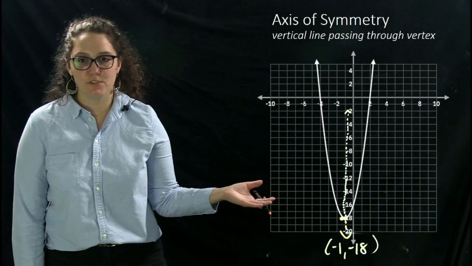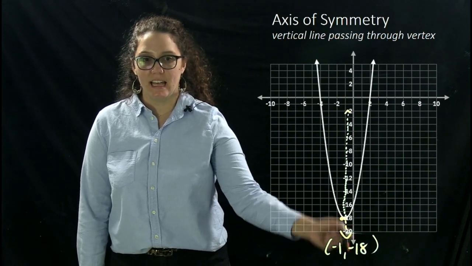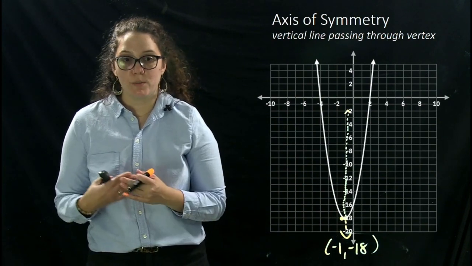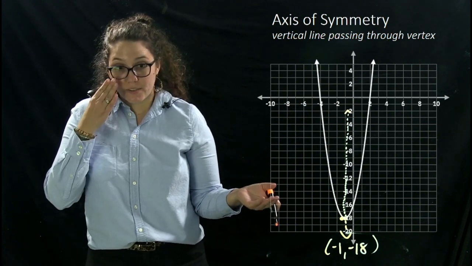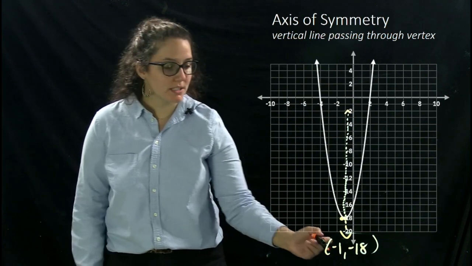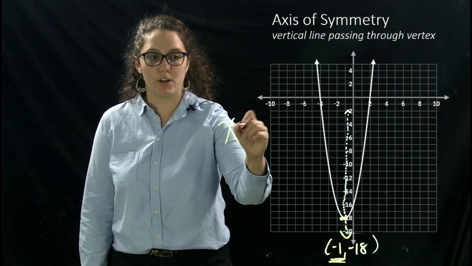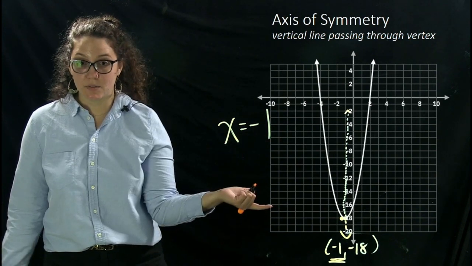So your axis of symmetry is the vertical line passing through the vertex. As you can see, I plotted the vertex and I drew a vertical line through there. Sometimes students question whether this would be the equation x equals -1 or y equals -1. Now there's a couple ways that you could figure this out. First of all, the coordinates of your vertex are -1, -18. And so that's a way to know that your x value is -1. And so your equation will be x equals -1.